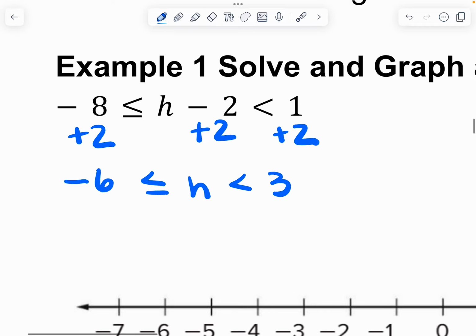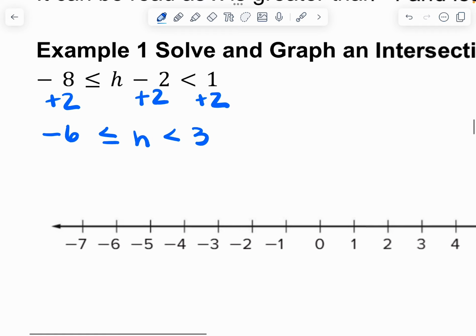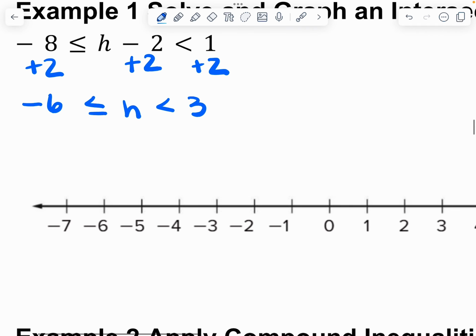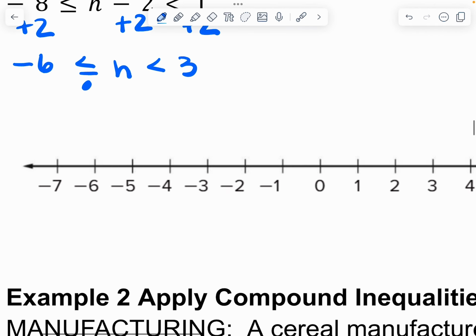And then you come down here. I go to -6, and this has a closed dot, this has an open dot. So at -6, I put a closed dot. At 3, I put an open dot. And it's all the stuff that's in between.